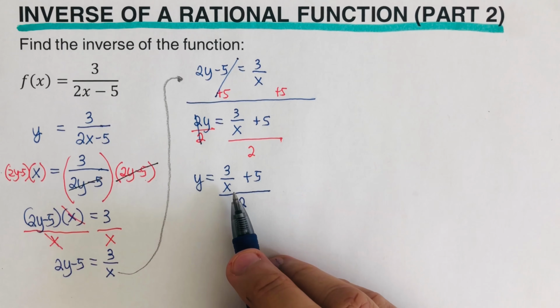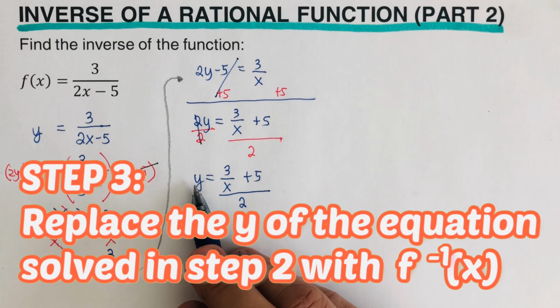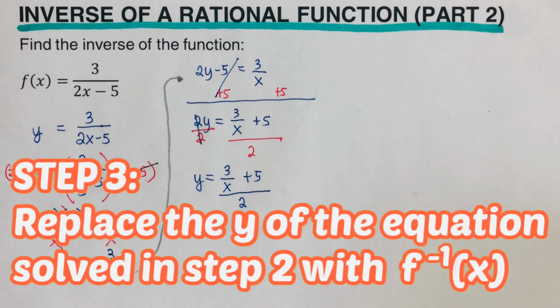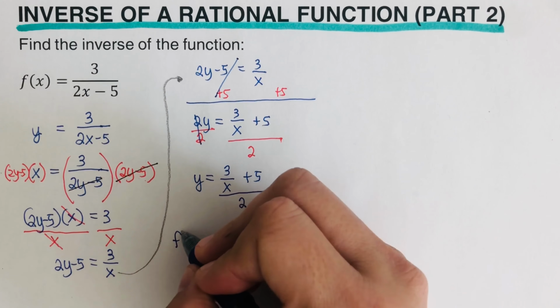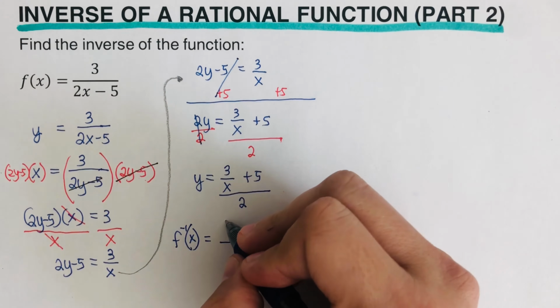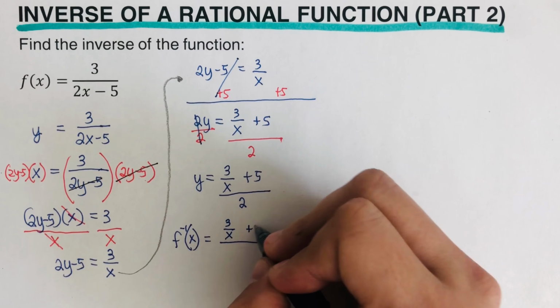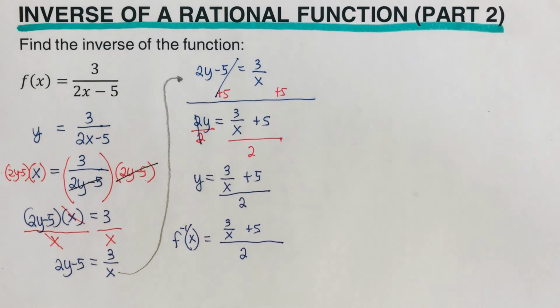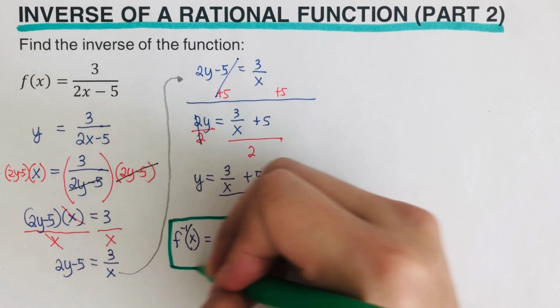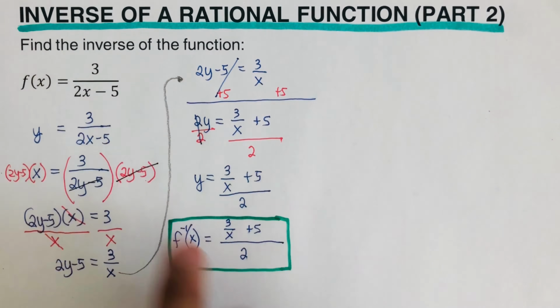And we can move on to the third step. Replace the y of the equation solved in step 2 with f negative 1 of x. So I can rewrite this as f negative 1 of x is equal to 3 over x plus 5 over 2. And this is the inverse of this function right here. So that's the inverse right there.